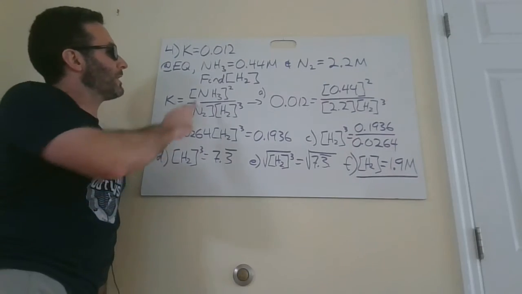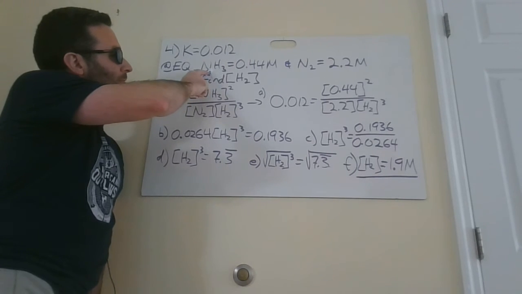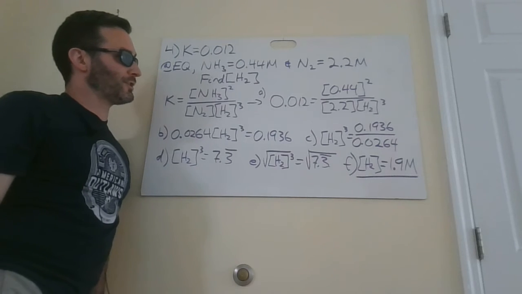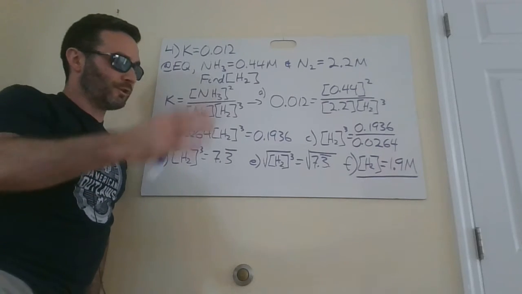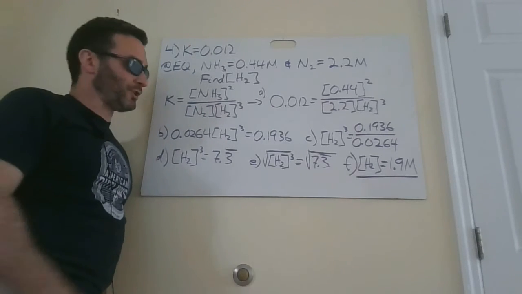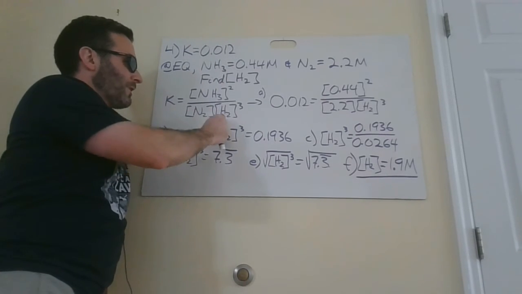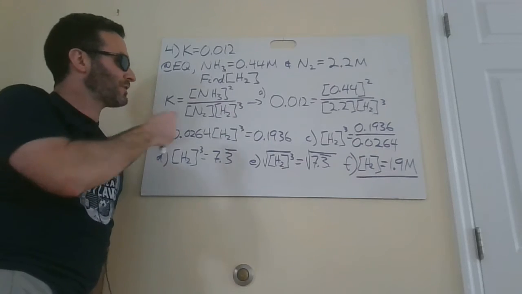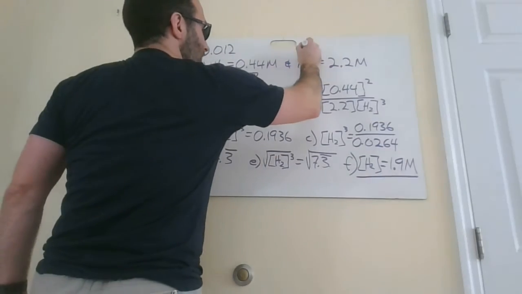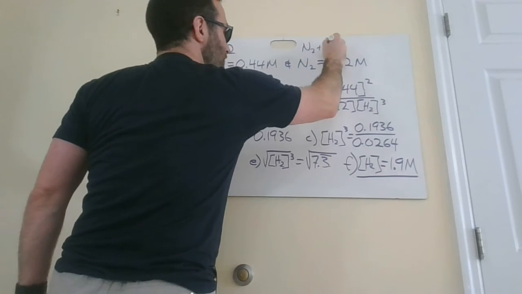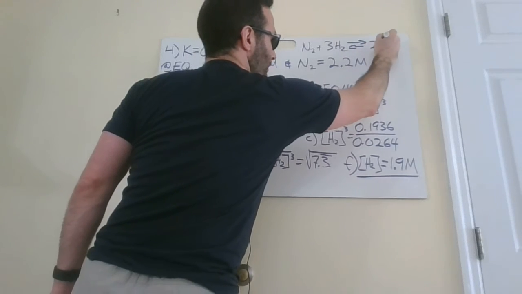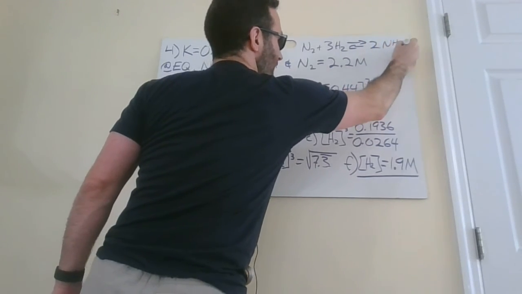So, at equilibrium, your ammonia concentration is 0.44 molar. Your nitrogen gas concentration is 2.2 molar. Solve for hydrogen gas. Start out with your equation. Products over reactants. If you had a coefficient, take care of it. And so remember, it's N2 plus 3H2 turning into 2 ammonia gases.